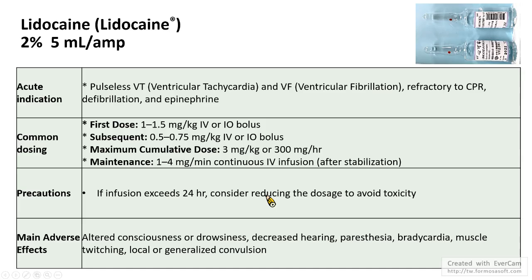And the second antiarrhythmic during the ALS process is lidocaine. It is indicated in pulseless VT, VF, which is refractory to CPR, defibrillation, and also epinephrine and sometimes Amiodarone. And the common dose is listed here, just for your reference.